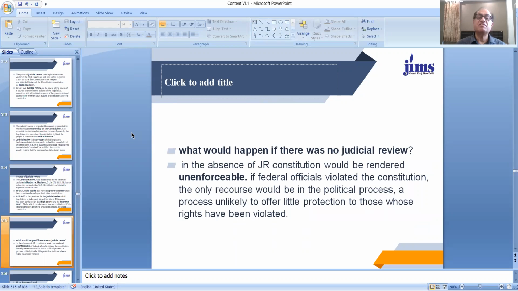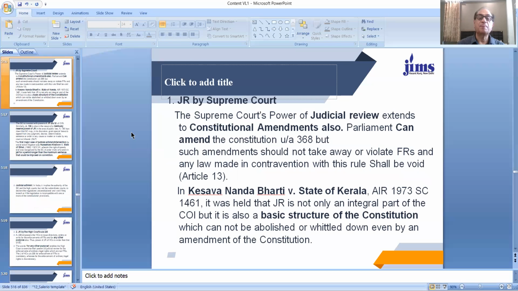Dear students, imagine what will happen if there was no judicial review. In the absence of judicial review, the Constitution would be rendered unenforceable. If federal officials violated the Constitution, the only course would be in the political process, a process unlikely to offer protection to those whose rights have been violated. No protection will be available to the persons whose rights have been violated in the absence of judicial review.